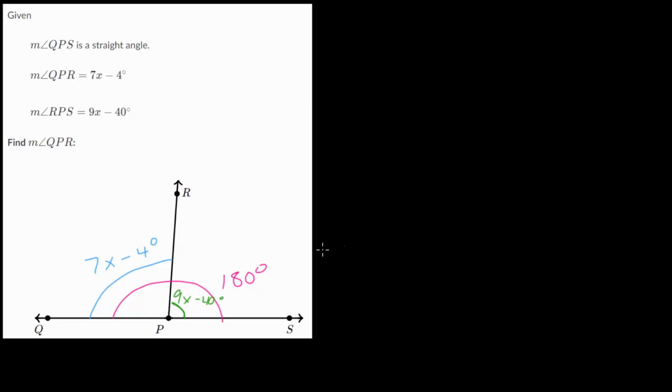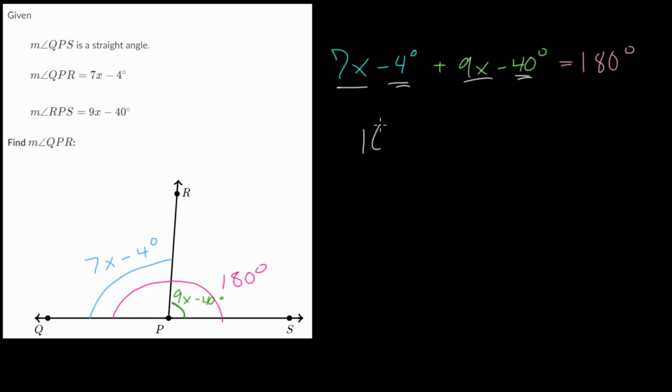And we can use that fact to set up an equation. So this blue one plus this green one is equal to 180. So you have 7x minus 4 degrees plus the green one, 9x minus 40 degrees. This is all equal to 180, since again they are supplementary angles. And from here we just need to combine like terms and solve the equation. We'll combine the variable terms and the number terms. 7x plus 9x is 16x. Minus 4 minus 40 is minus 44 degrees. And again, this is just equal to 180.